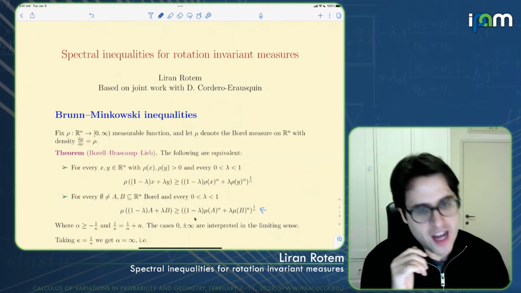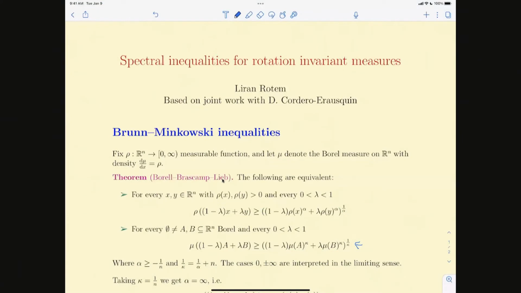And there is a result that I will call the Borel-Brascamp-Lieb theorem, even though you can argue a little bit about references, that gives you a very clean, very simple if and only if condition for when this is true. You look at the density rho. I assume my measure has a density. It's not so important, but let's assume this. And then I need rho itself to have some kind of a concavity assumption. And here there is some power alpha, and here there is some power kappa, and there is some relationship between this kappa and alpha. 1 over kappa is 1 over alpha.